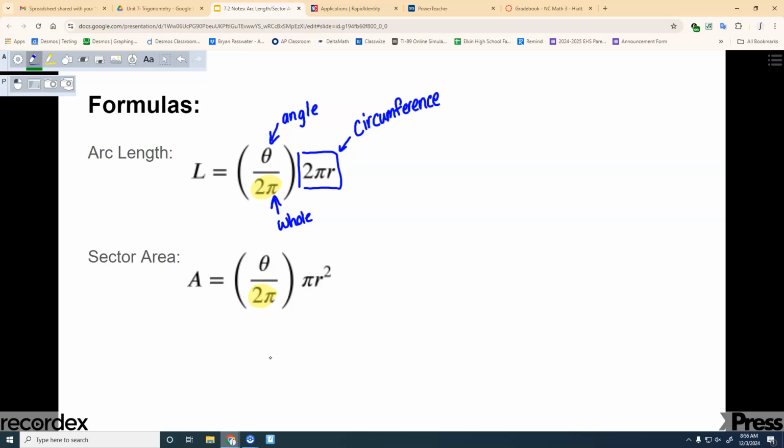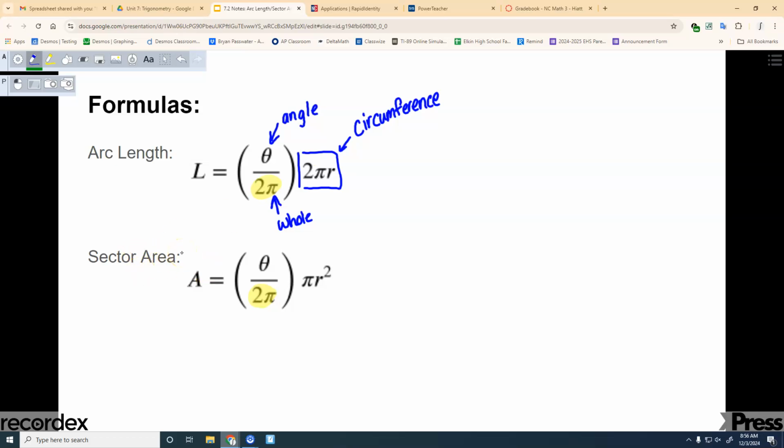It's kind of like you've got your fraction of the circle that you're looking at, and you're multiplying it by circumference. That gives you the piece of the arc that you've got right there. Right? So you just got your angle over the whole circle, which is 2 pi when you're dealing with radians, and you multiply it by circumference, 2 pi times r.